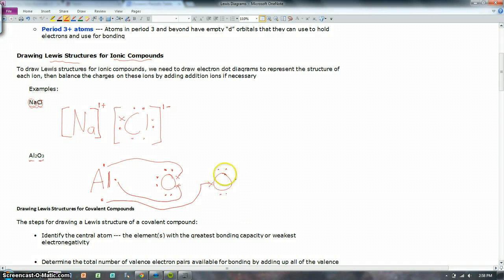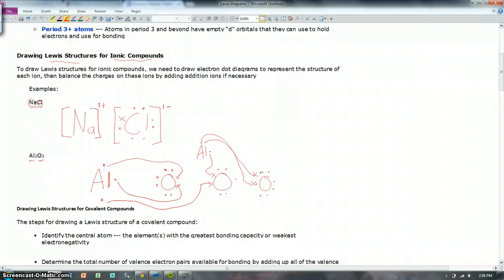Unfortunately, now this oxygen is not full, so we need a second aluminum. And then again, unfortunately, this aluminum has leftover electrons, and so these two need to come to this oxygen. Now this is messy, right?